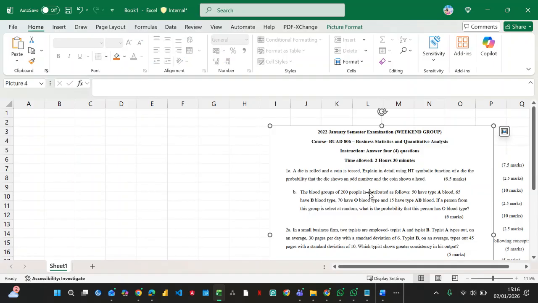So this is a past question paper that I have, and it's January 2022. It's January because past question papers are also in January. Bad news.